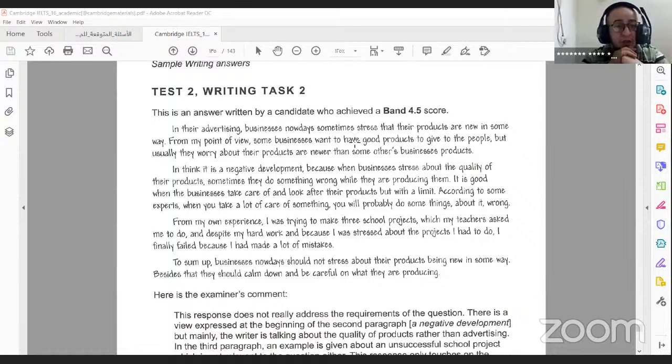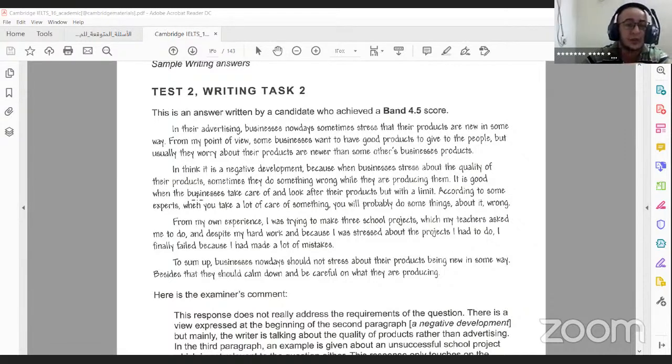According to some experts, when you take a lot of care of something, you will probably do some things about it wrong. From my own experience, I was trying to make 3 school projects, which my teachers asked me to do. And despite my hard work and because I was stressed about the projects I had to do, I finally failed because I had made a lot of mistakes. To sum up, businesses nowadays should not stress about their products being new in some way. Besides that, they should calm down and be careful on what they are producing.